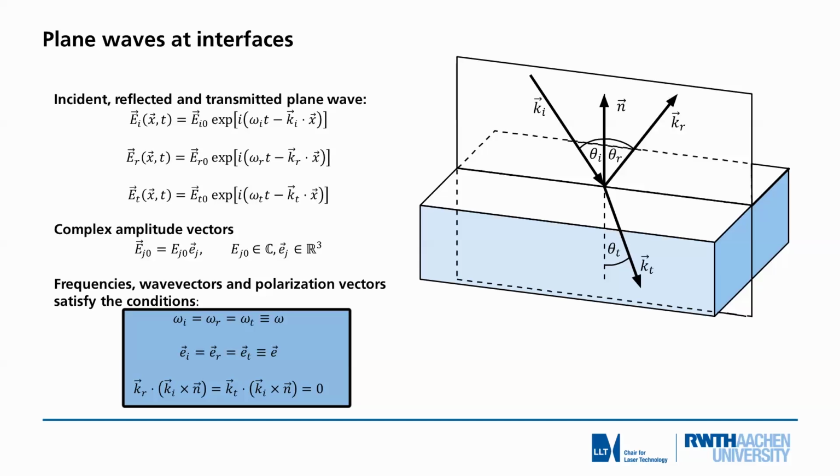In general, we can say that the frequency is unchanged among all three parts of the beam, so the incoming laser frequency will be exactly the same as the reflected one and the transmitted one. However, this is not true for the wavelengths. That's where the index of refraction will come into play. And all three vectors will remain in the same plane, in the plane of incidence.